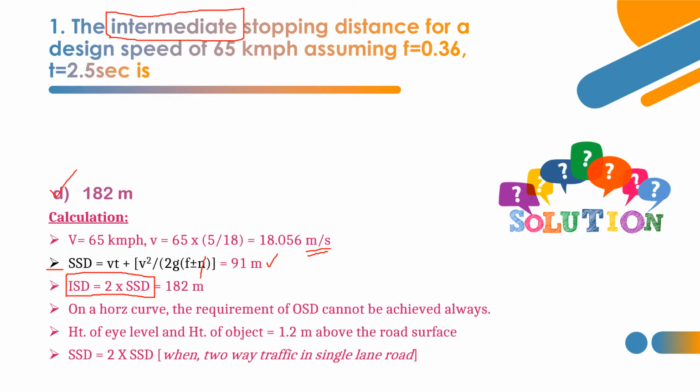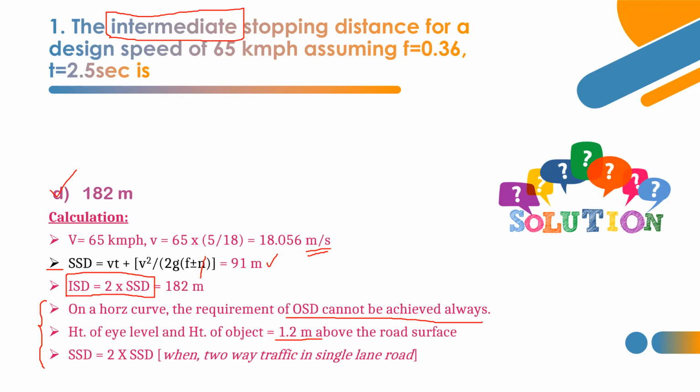Now let's see something more about ISD and SSD. So on a horizontal curve, why is ISD provided? On a horizontal curve, the requirement of OSD cannot always be satisfied. So that's why we are providing ISD, that is nothing but twice the stopping side distance SSD. And when it comes to ISD, height of eye level and height of object both are considered as 1.2 meter above the ground surface or the road surface.